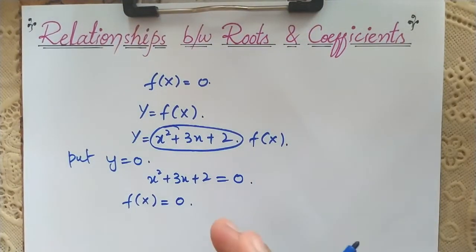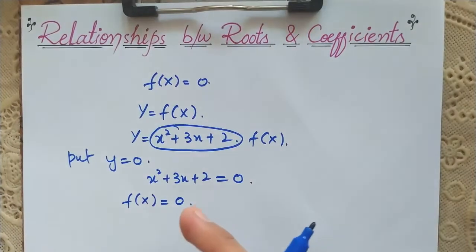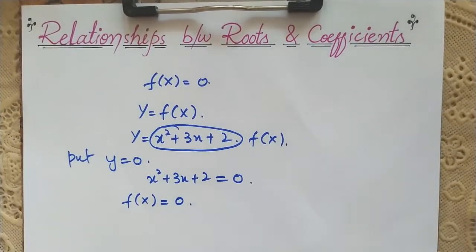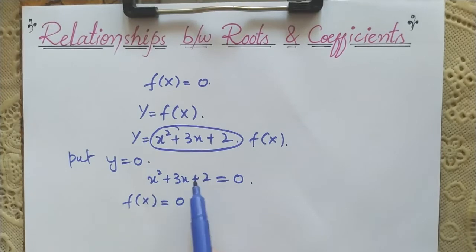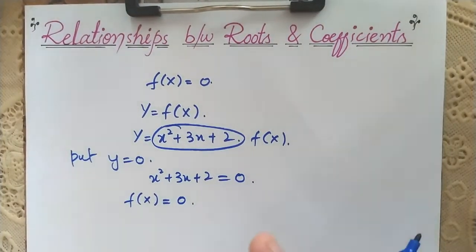Right? And if you solve this equation for x, then the values of x will be called the roots of this equation. For example, again consider this equation x square plus 3x plus 2. When you solve it for the values of x, those values of x will be called the roots of this equation. And geometrically, what is meant by the roots of the equation?